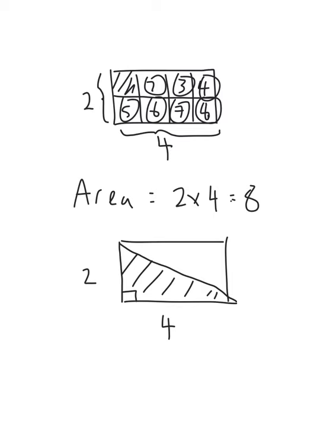So logic would say to you that the area of the triangle is half the area of the rectangle. So to calculate the area, you would do 2 times 4, which is working out the area of the rectangle first of all, and then you divide by 2. So that's 4.